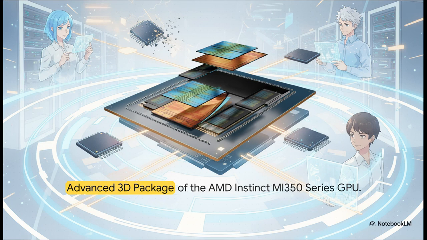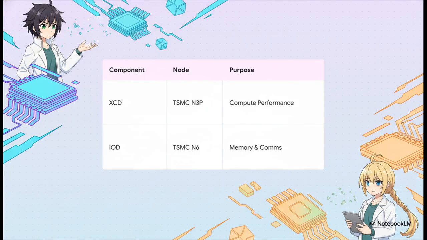They've completely moved away from the old-school method of building one giant monolithic chip. Instead, they're taking these specialized, smaller chips, we call them chiplets, and stacking them both vertically and horizontally onto a single unified package. The real genius of this chiplet strategy becomes perfectly clear when we look at the manufacturing nodes.